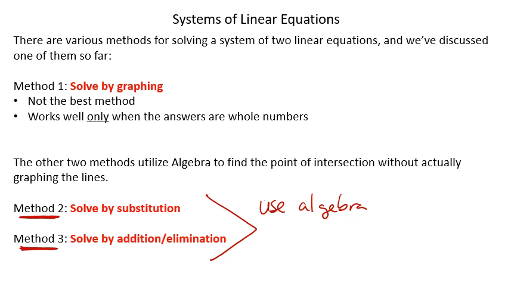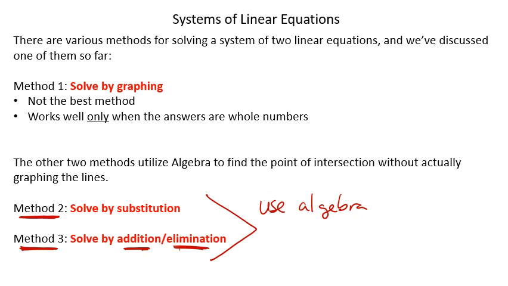Where would they intersect? So I'm going to go through an example of each. Let's do substitution first, and then the second one, addition/elimination. Some textbooks call it the addition method. Some books call it the elimination method, depending on what book you open up. So I'll just call it the addition/elimination method. They mean the same thing. We're going to eliminate something by means of addition. That's basically what we're going to do.